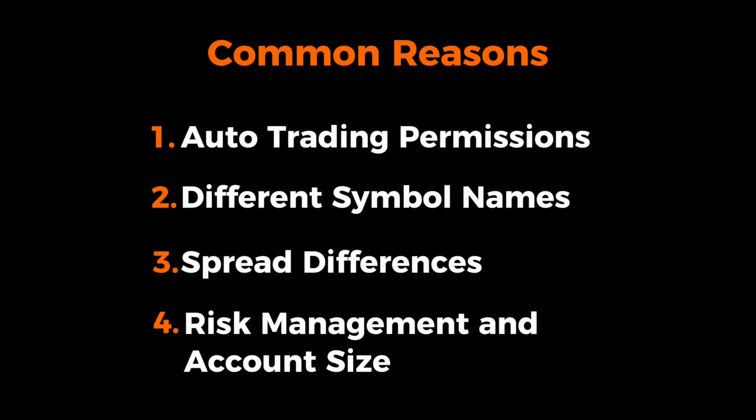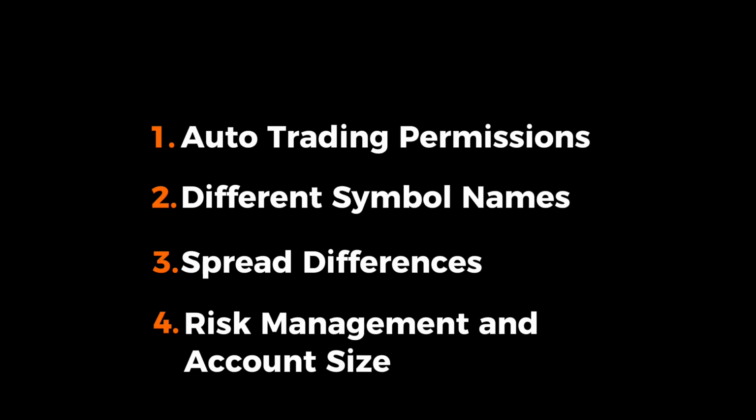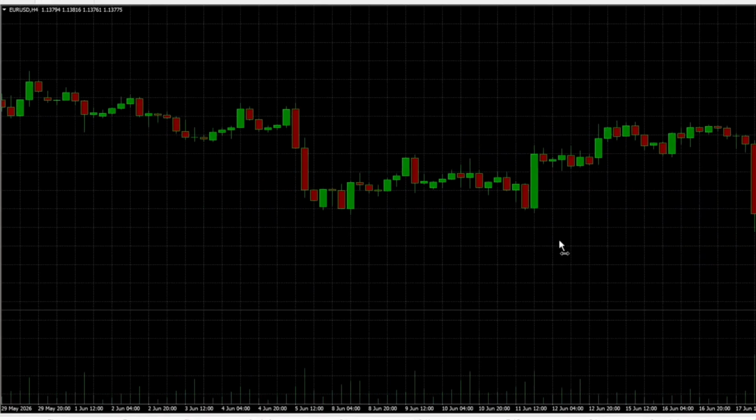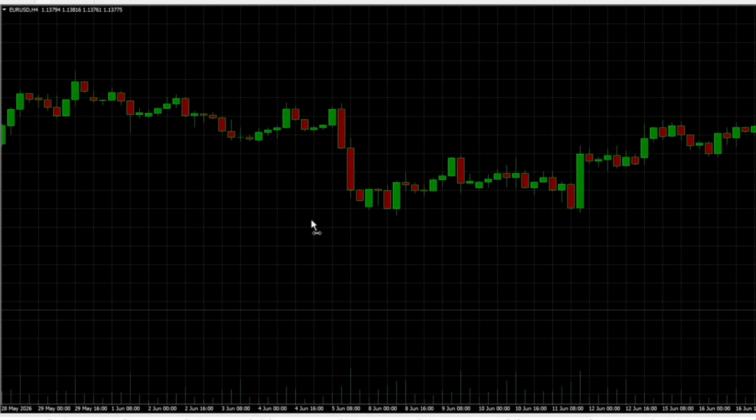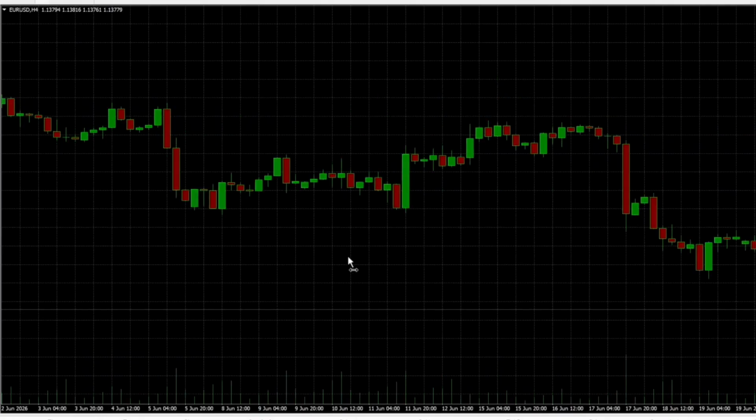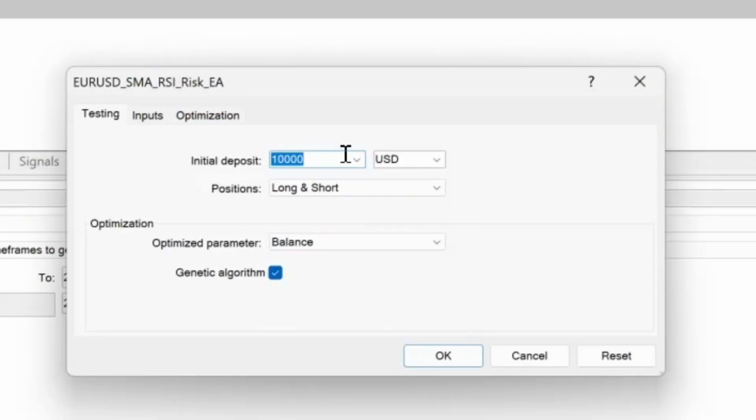Reason 4: Risk management and account size. This is one of the biggest reasons EAs fail on live accounts. Let's say your demo account has $10,000. Your live account has $200.